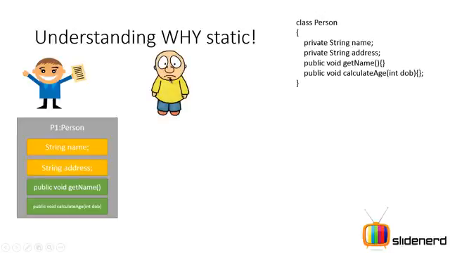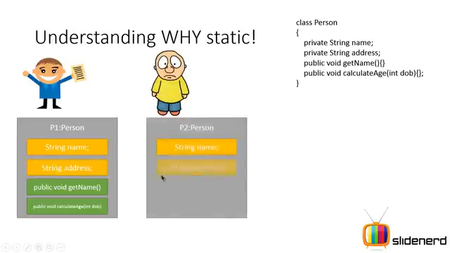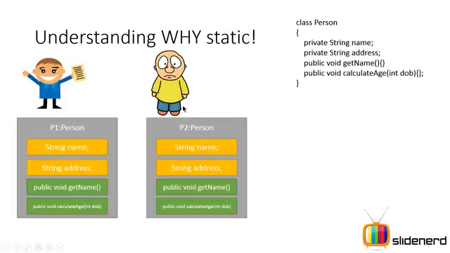Here if you take a different object, take a look carefully. The string name for this person will be different. For example, the first person's name can be Alan, the second person's name can be Bob. In the same way the address will differ. The getName method will return this name for this person. But calculateAge is going to perform the same operation again. It's going to take the date of birth from somewhere, find the difference with respect to the current time, and so on.